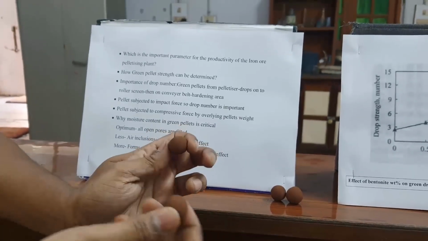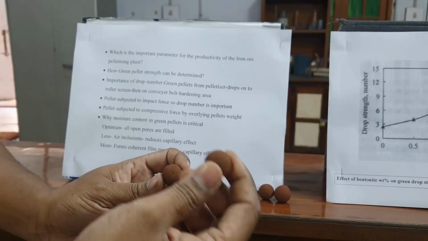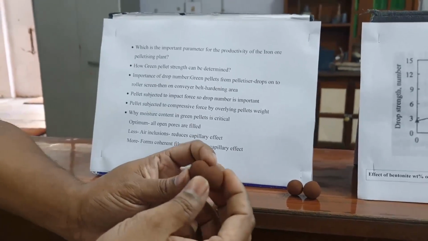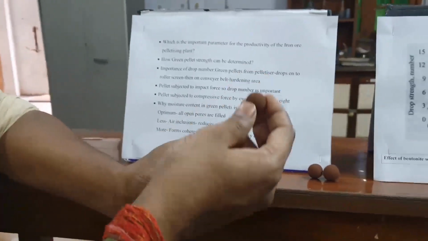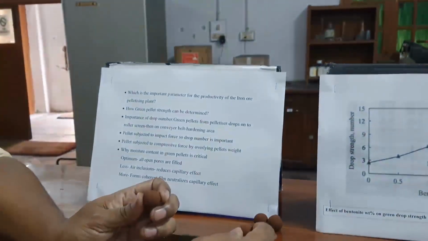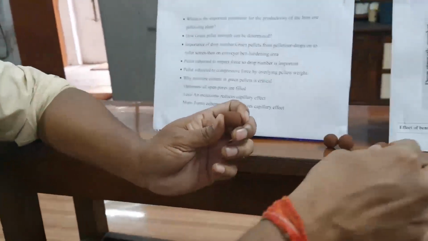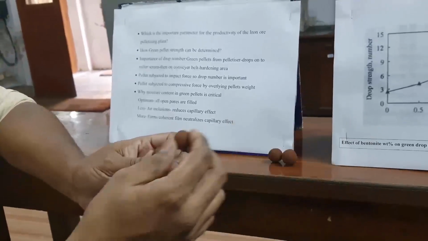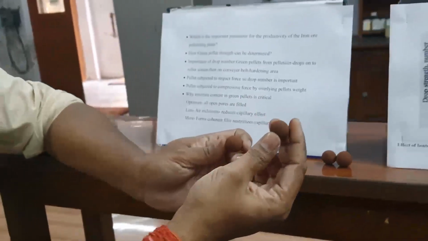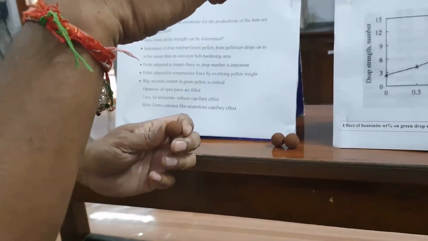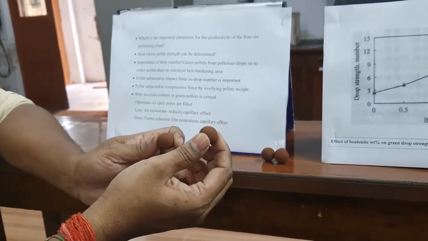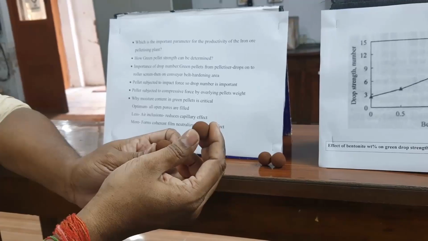Why is the drop strength important? In a pelletization plant, after making the pellets from the pelletizer, the pellets drop and immediately fall on the roller screen. From the roller screen, again through the conveyor belt, they go to the hardening area. When it drops from the pelletizer, it is subjected to impact. It is falling from a height, and while falling it should not break. For that, we also test in the laboratory whether it has the impact strength or not.